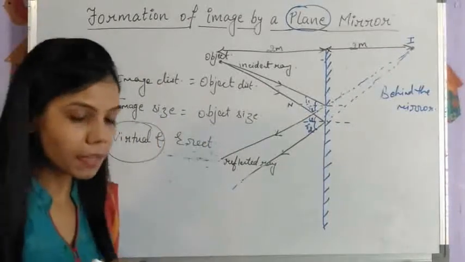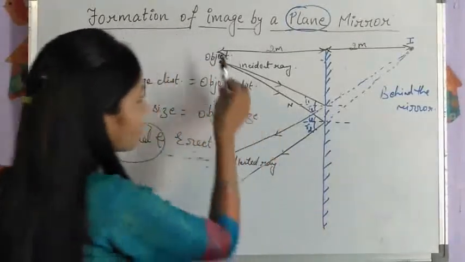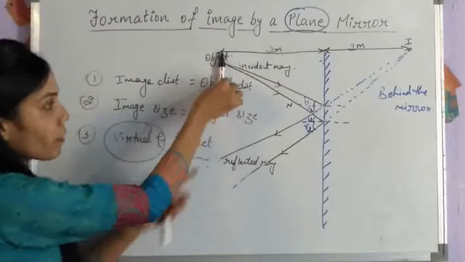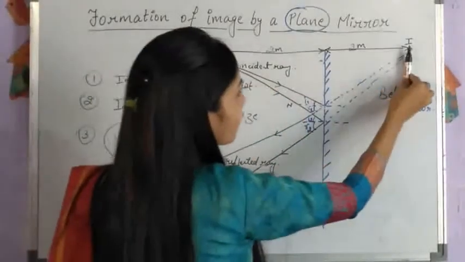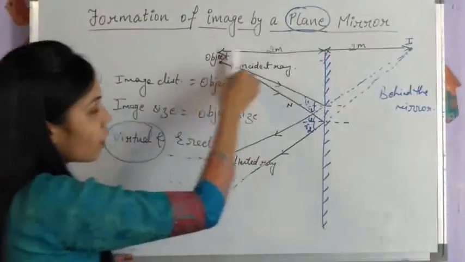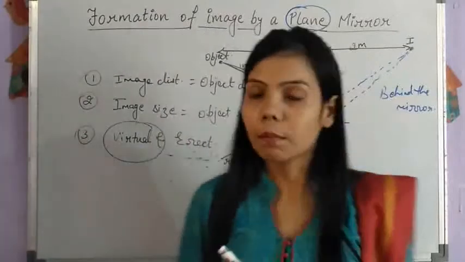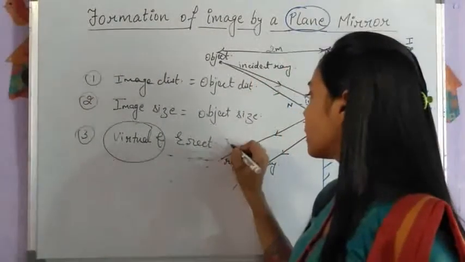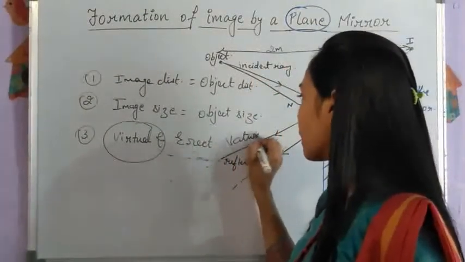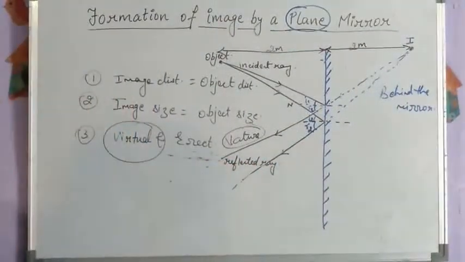The nature of the image is virtual and it will be erect. Erect means, if the object is in this position, then the image will be like this only. Erect means straight, right? If the object is like this, then our image is also formed like this. Clear? So the nature of the image will be virtual and erect. Now let us talk about the effect of the image.